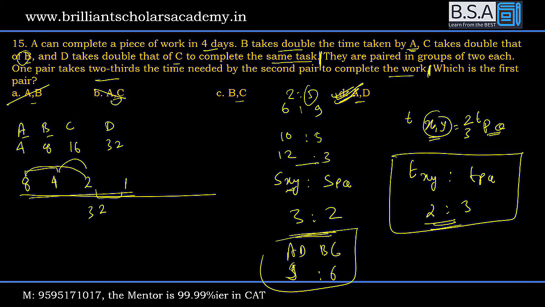This is one of the tricky problems. You don't have to actually find out the number of days. The number of days might turn out to be decimals. You'll be wasting time. It is better you simply verify through speeds.